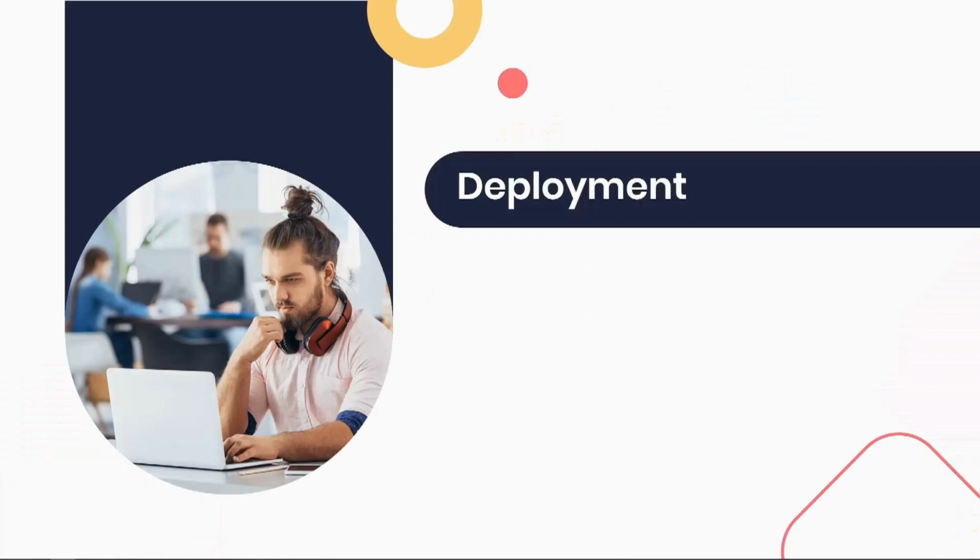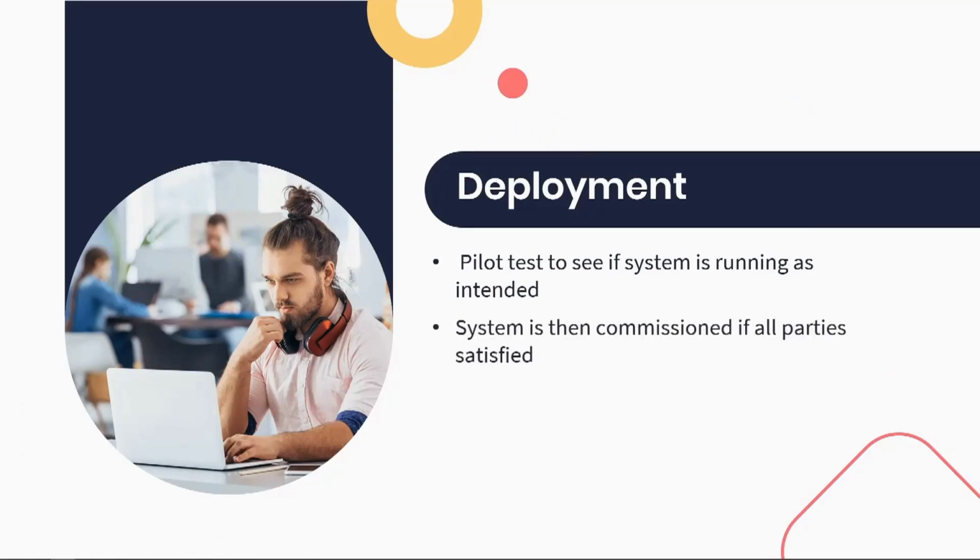After extensive testing and rectification, the team releases a satisfactory completed software package. This package is then sent to the client for installation or deployment. The software testing stage is not completely over, as there could be new bugs that could be found on site and not in the testing environment. A pilot test is run to see if the system is running as intended. And if everyone is satisfied, that is, the developers as well as the customer, the system is then commissioned.